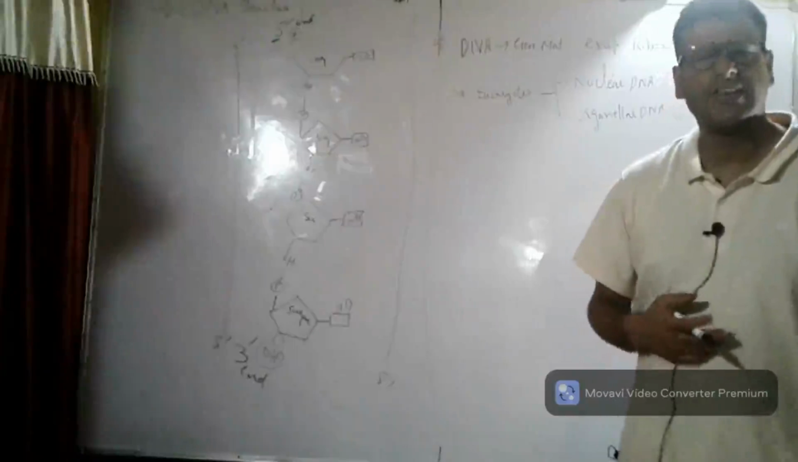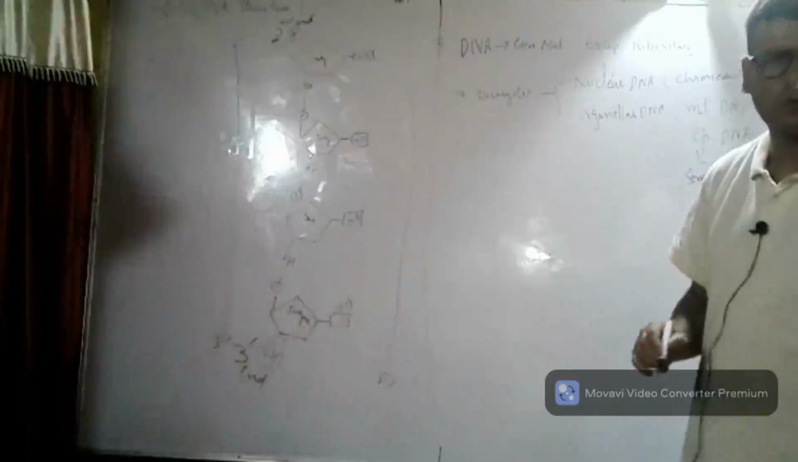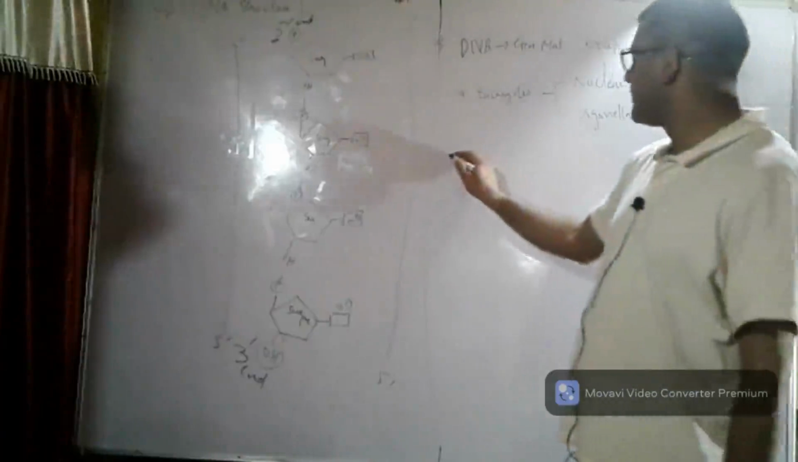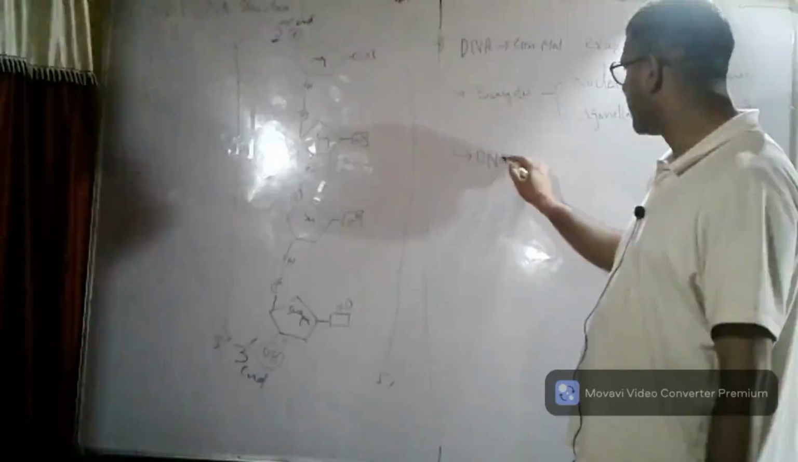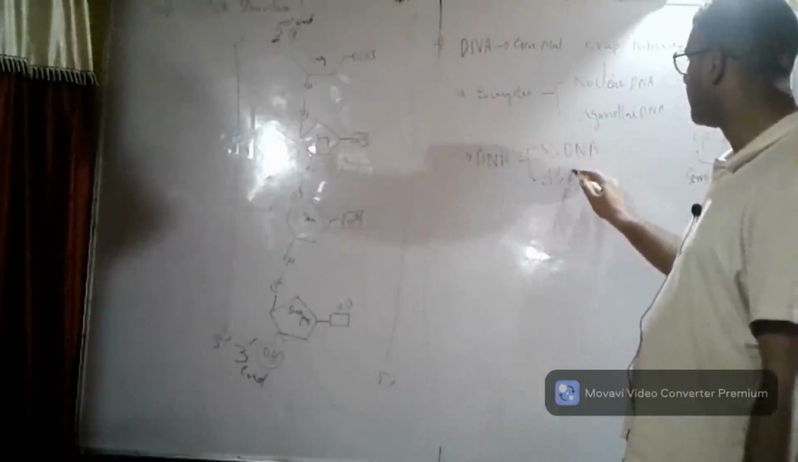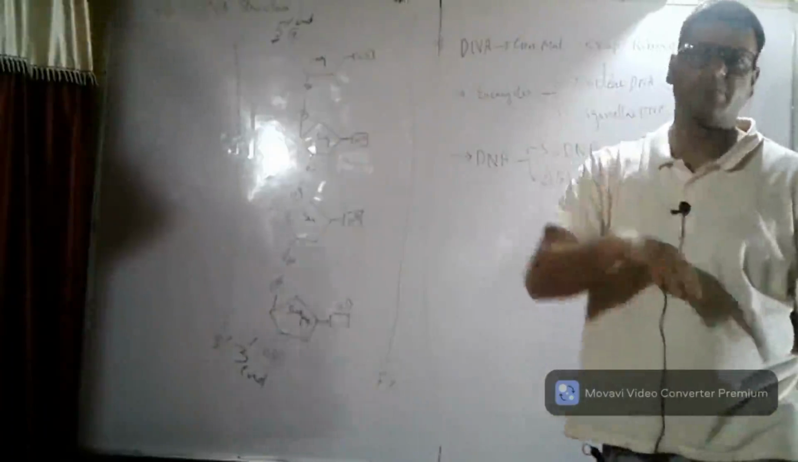mtDNA is called mitochondrial DNA, and cpDNA is called chloroplast DNA. This mitochondria and chloroplast are called semi-autonomous organelles. Why are mitochondria and chloroplast known as semi-autonomous organelles? Because they contain genetic material. Then this DNA can be single stranded DNA as well as double stranded DNA.